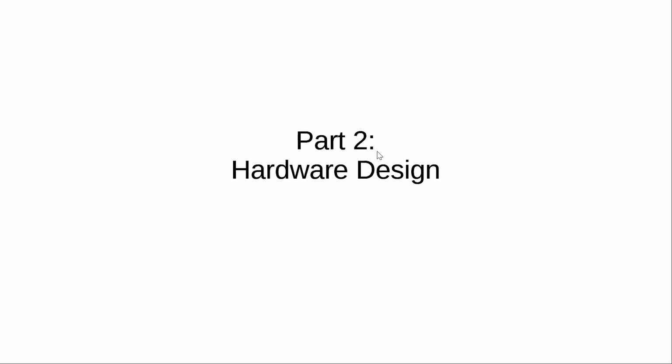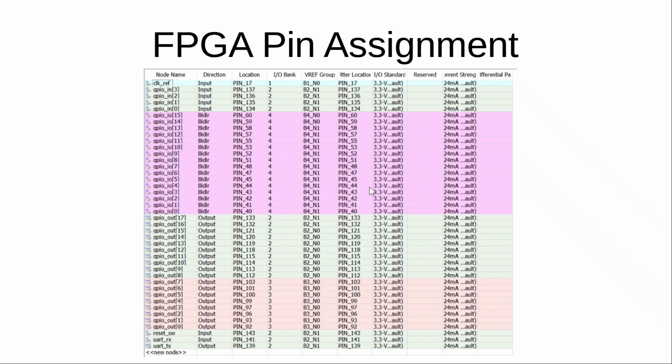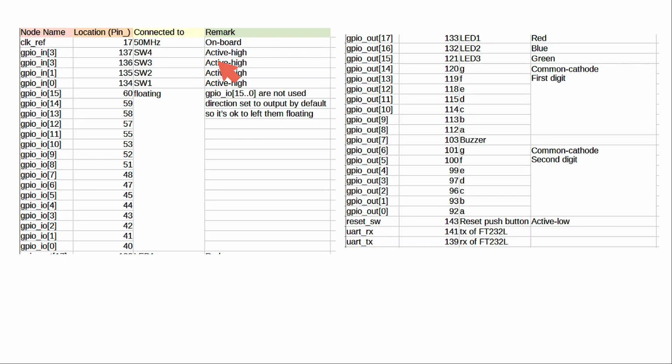Moving on to part 2 about the hardware design. First, I'll talk about the FPGA pin assignment along with the circuit connection. Here is the overview of the connection. For pin 17 of the FPGA, I've connected it to the onboard 50 MHz reference clock. And for the GPIO in, I've connected them to the active high push button.